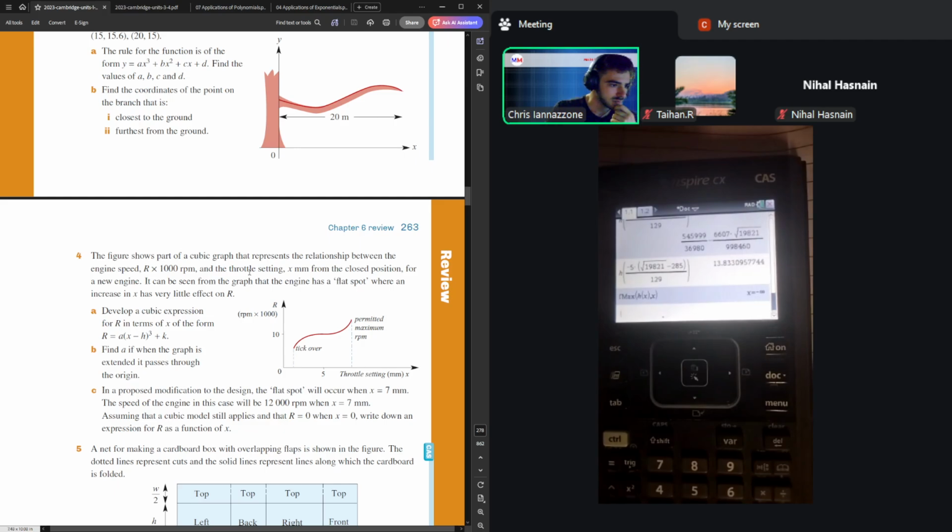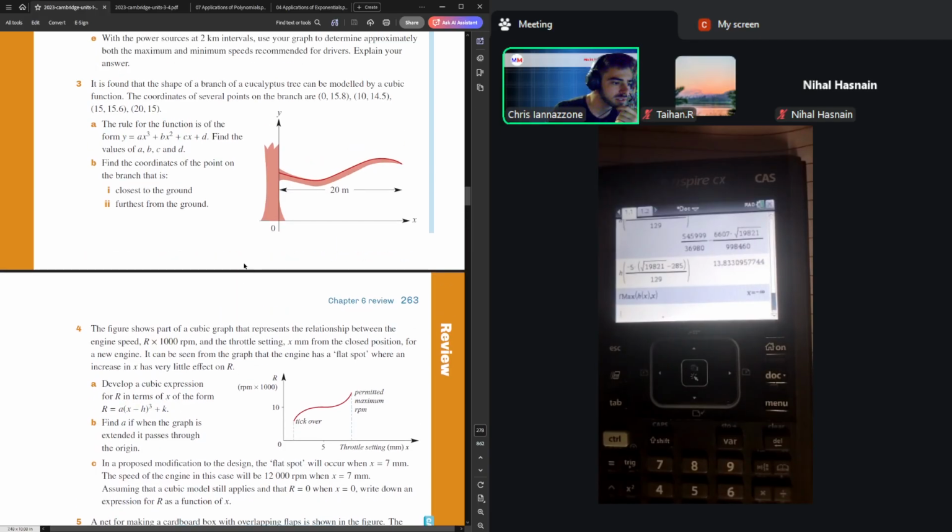Any more questions like that we should do? There is one that's a bit different here, but it's still fundamentally the same idea.